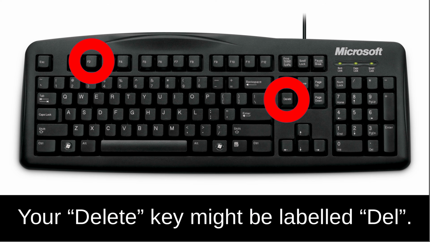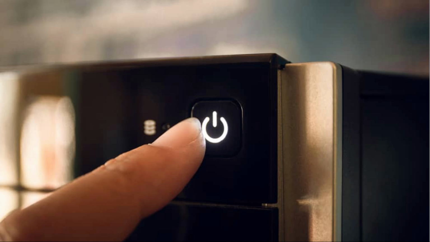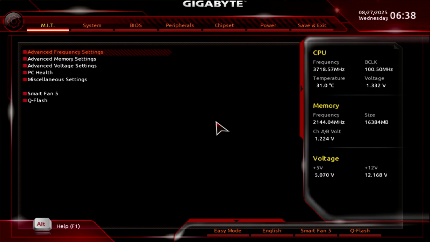Now find the Delete or F2 keys on your keyboard. Once you've found them, press the On button and rapidly tap either the Delete or F2 keys while the computer's booting up. This should get you into the BIOS, which looks something like this. If it doesn't work, shut down the computer and try again. Perhaps trying the alternative key. So if you tried Delete, try F2, and if you tried F2, try Delete. It's different depending on what your motherboard manufacturer has set it up as.